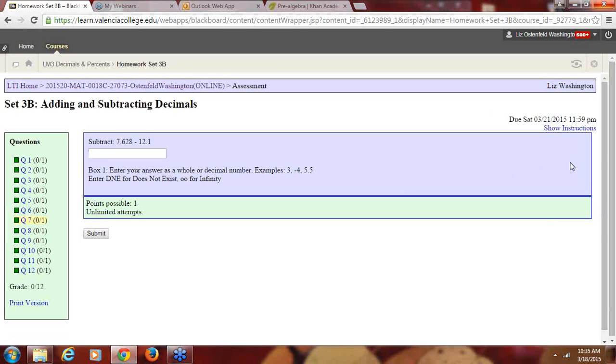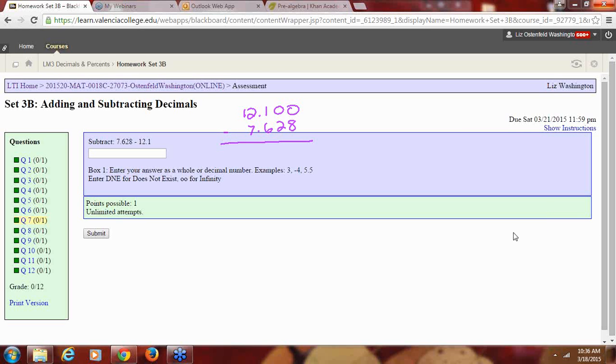Okay. Minus 12. You guys actually shouldn't even have this question. I'm going to do it anyway. This problem here, 7.628 minus 12.1. Remember earlier I said when you're subtracting by hand, you have to write the larger number first. So I have to write the 12.1 first, and then the 7.628. And I'm going to subtract them to find the difference.